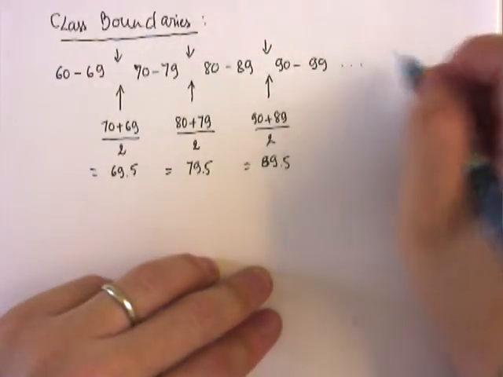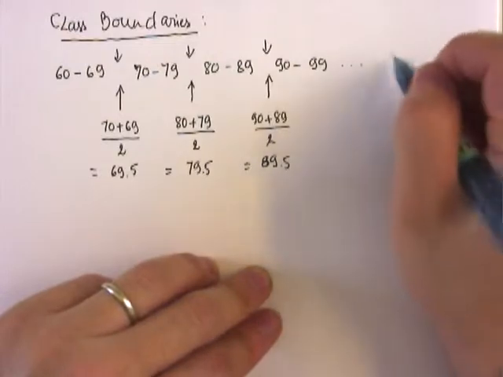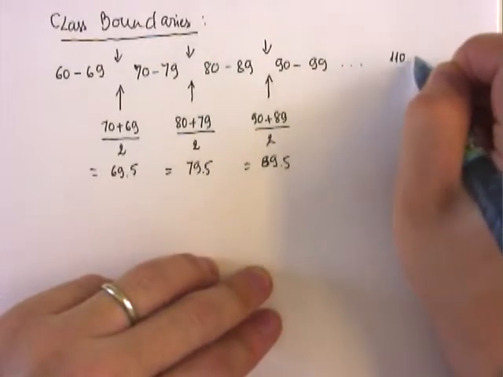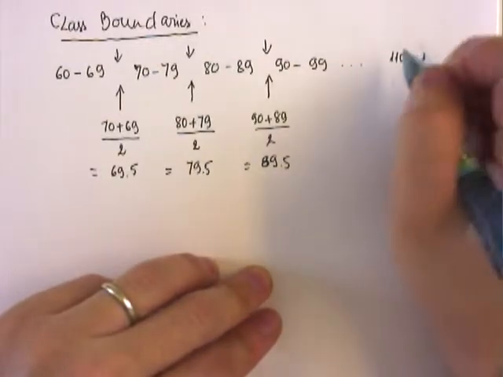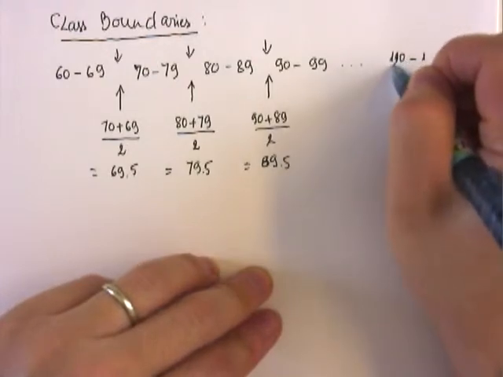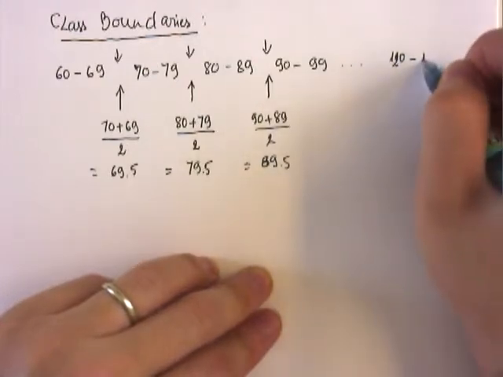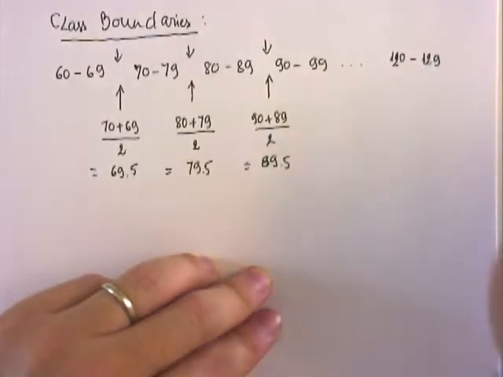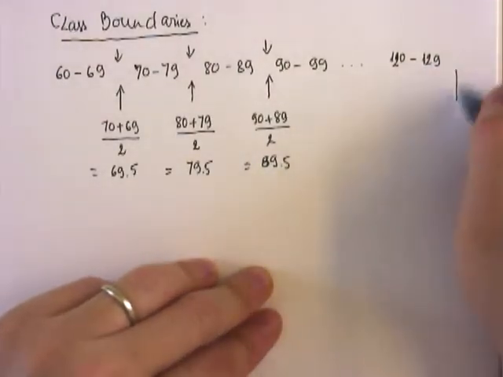Now, your very last class would be the one from 120 to 129. For this last class you do not have to worry about it, so there would be no boundary here.